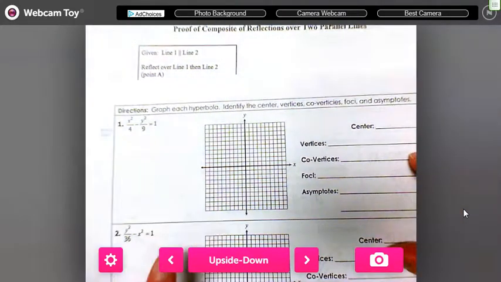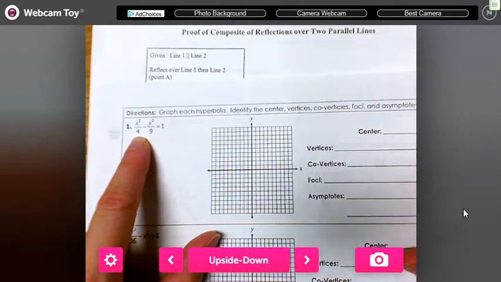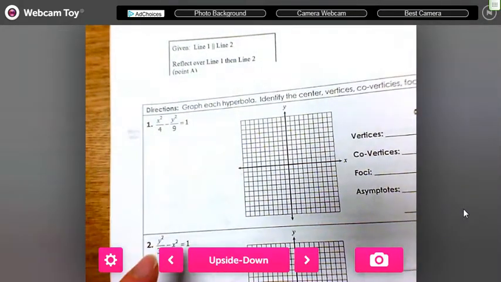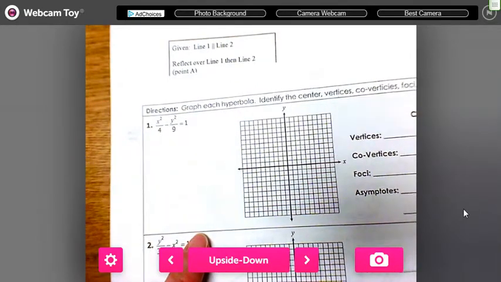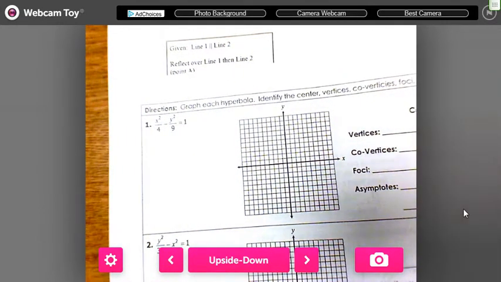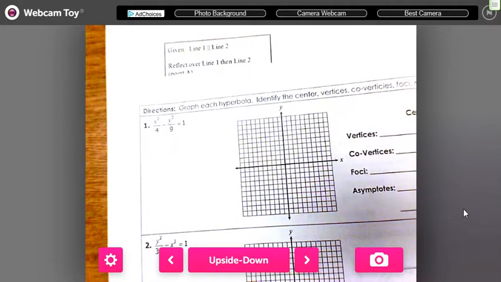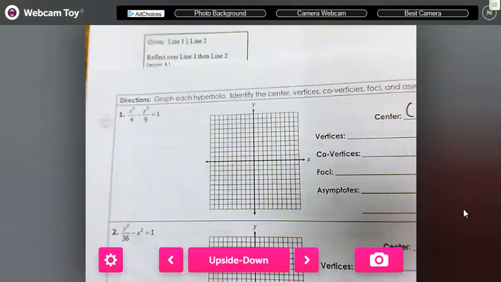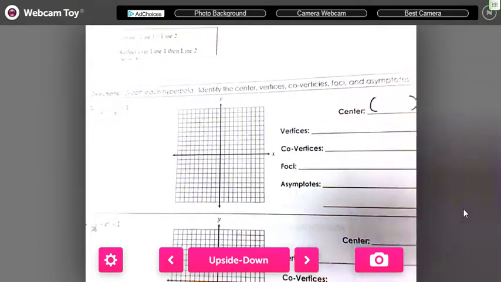Okay, the first thing we're going to do is ask, is this in standard form? We've got x squared over 4 minus y squared over 9 equals 1. Standard form, yes or no? Yes. Okay, so the first thing we're going to talk about is the center. Is there anything being added or subtracted to x or y? So what's the center? 0, 0, perfect.